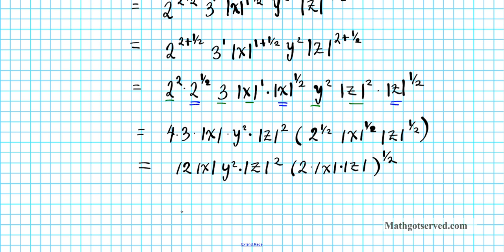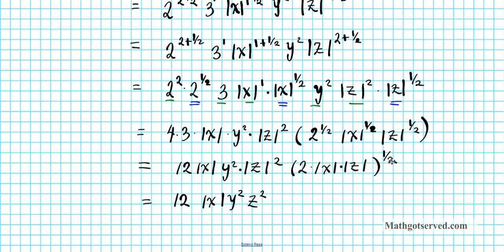All right, let's simplify this further. So this is going to become 12 times the absolute value of x times y squared. Now, if you notice this z right here, after separation, it has an even power. So since it has an even power, there's no need to enforce positivity here, since this square will take care of any negative. So we can just express this as z squared.